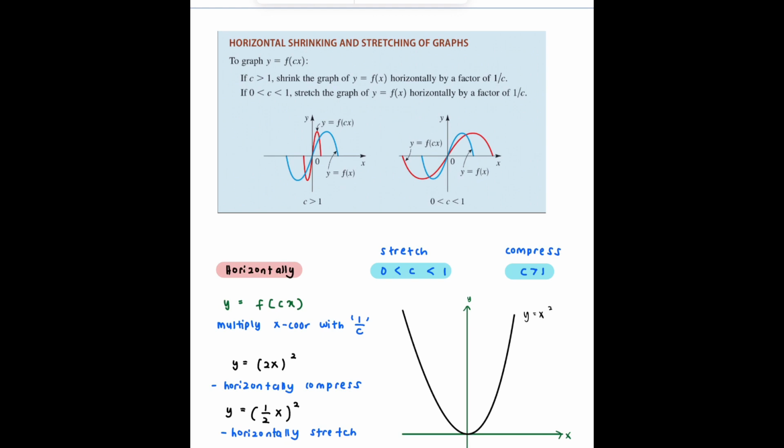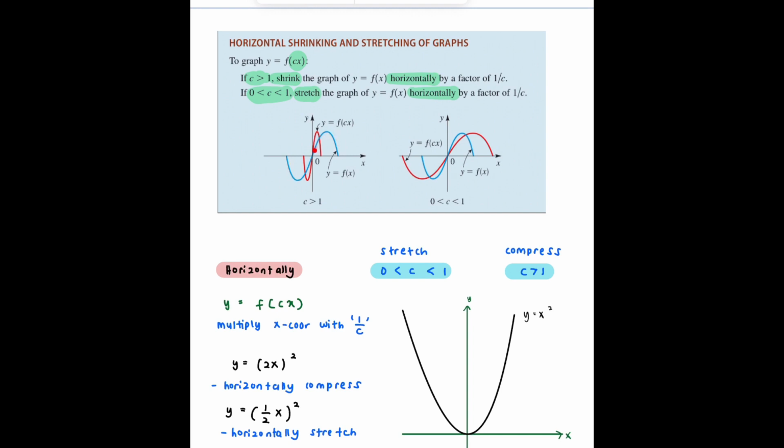Okay, how to know whether your graph has horizontal or vertical stretch or compress? Look at the constant C. Just now for vertical, C is outside function f. Right now, your C is inside the function. If your C is more than 1, your graph will be compressed horizontally. If your C is between 0 and 1, your graph will stretch horizontally. Okay, so this time around you will change only your x coordinate because you are having horizontal compress or stretch.